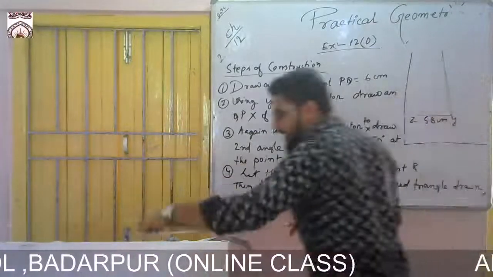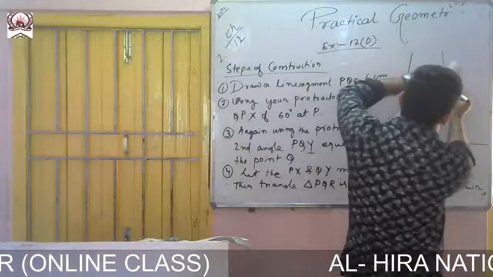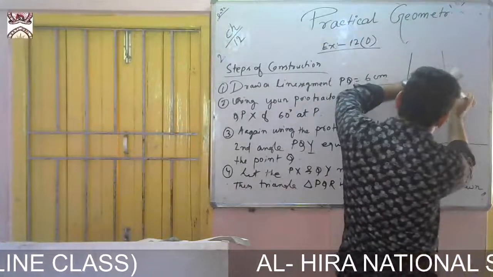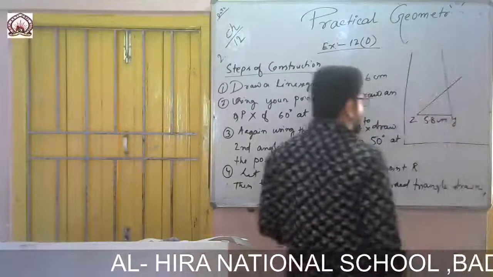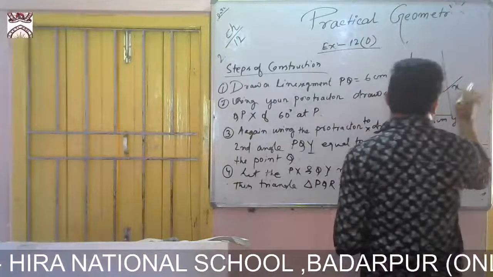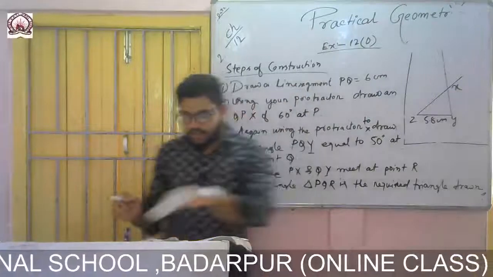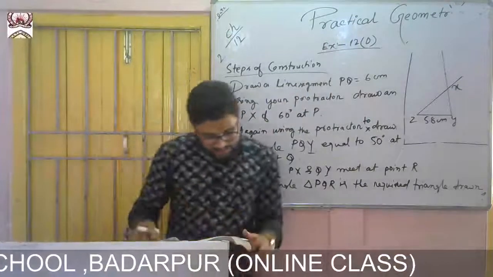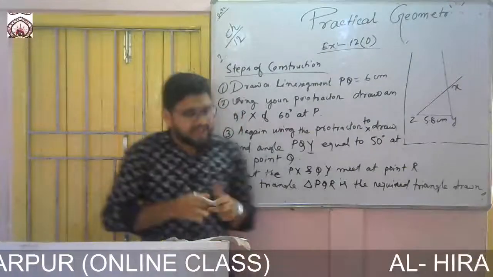Now you just join these two points. So X, Y, Z. We have constructed the triangle XYZ. Now draw the perpendicular from Y to XZ.